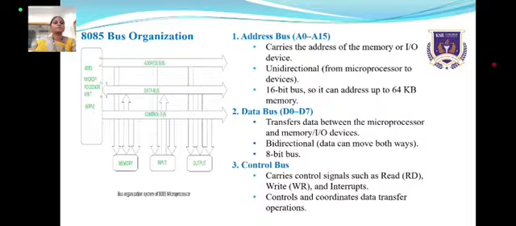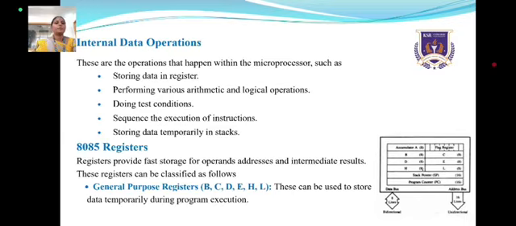8085 bus organization. The address bus is A0 to A15. It carries the address of the memory or I/O devices. It is a unidirectional 16-bit bus, so it can address up to 64 kilobytes of memory. Data bus is D0 to D7, transfers data between the microprocessor and memory or I/O devices. It is a bidirectional 8-bit bus. Control bus. It carries control signals such as read, write, and interrupts. It controls and coordinates data transfer operations.